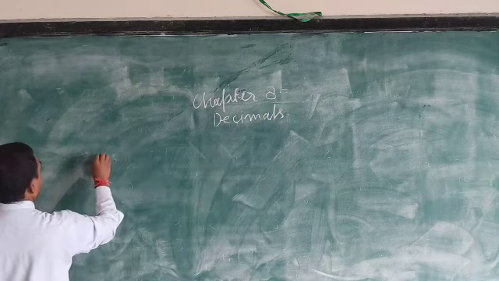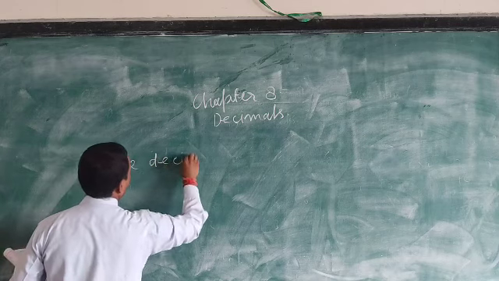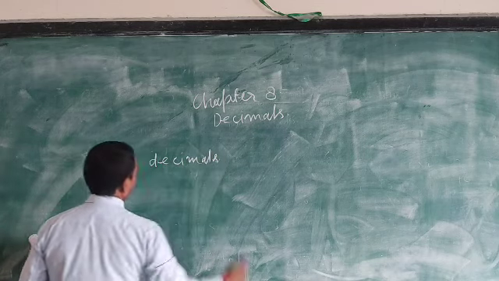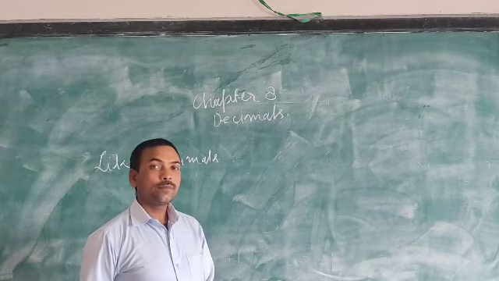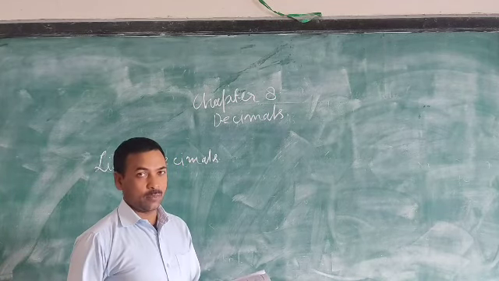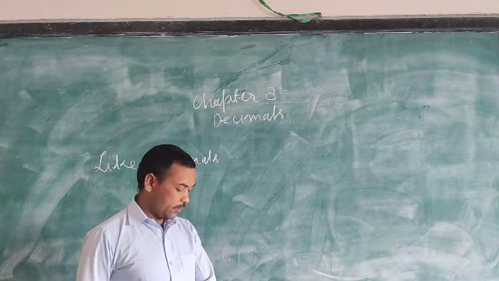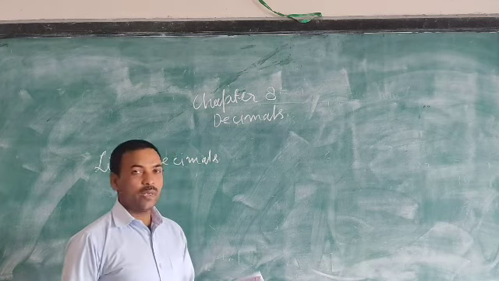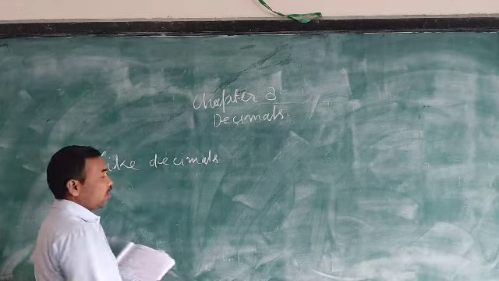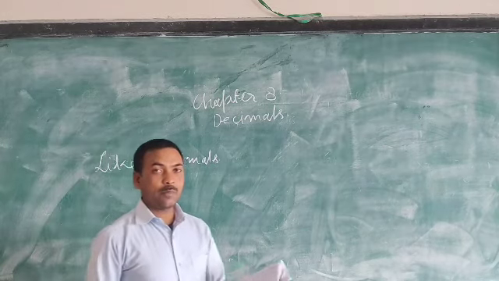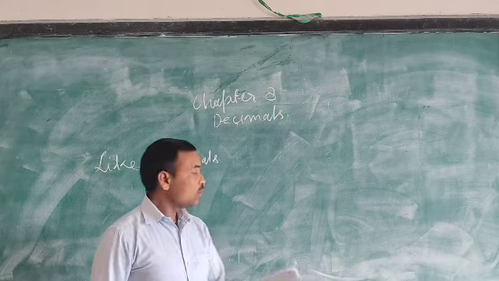Like decimals. Here you know the decimal places in decimal numbers. In the previous video I explained how to write the decimal places in decimal numbers. So the decimal numbers which have the same number of decimal places are known as like decimals.